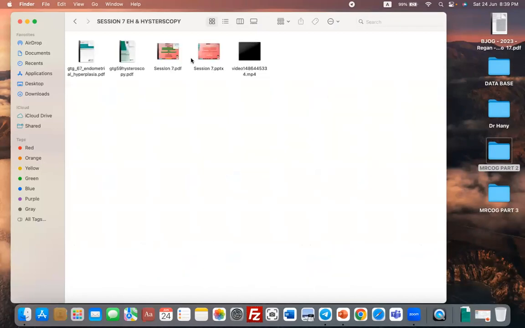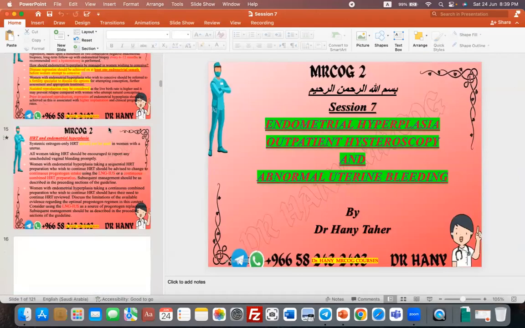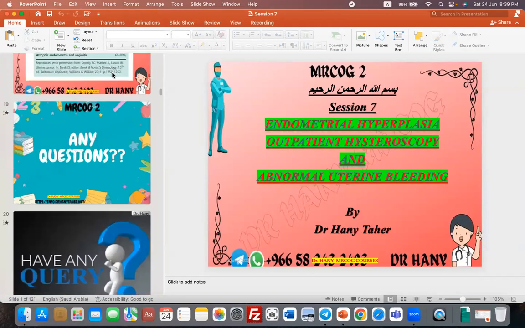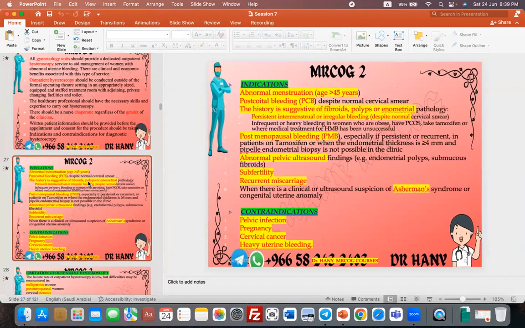If not clearly like this, because it will come in the exam clearly like this. Because he put the indication for hysteroscopy to bypass the TVS, my dear. If this patient came like this with these criteria, it means hysteroscopy. Indication for hysteroscopy: abnormal menses, more than 45, direct to hysteroscopy. Postcoital bleeding despite normal cervix. So he will tell you the patient has postcoital bleeding and the GP examined her and the cervix appears normal, hysteroscopy. History of fibroid or polyp, hysteroscopy, to remove the polyp and have a biopsy.